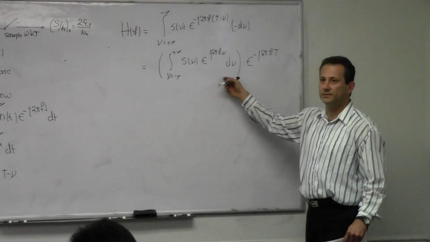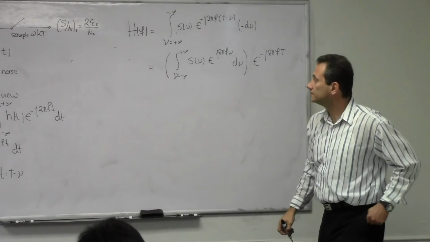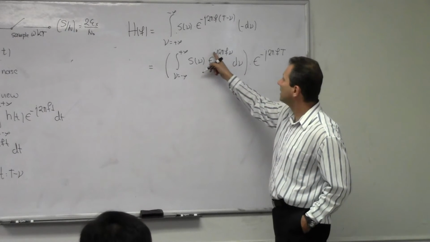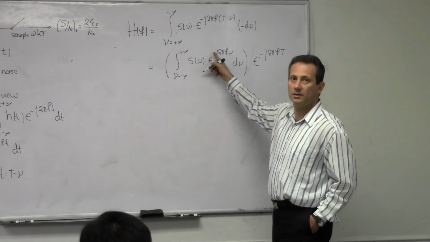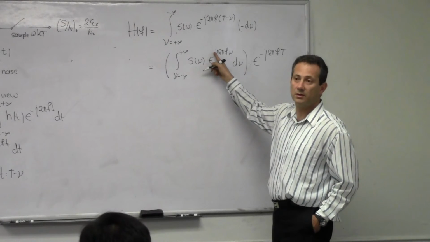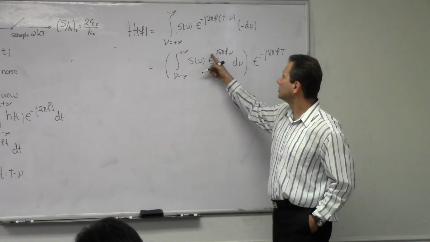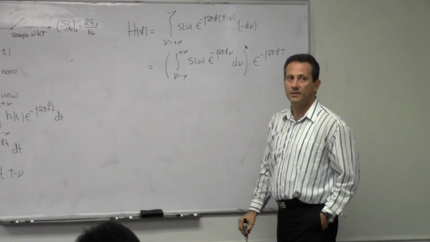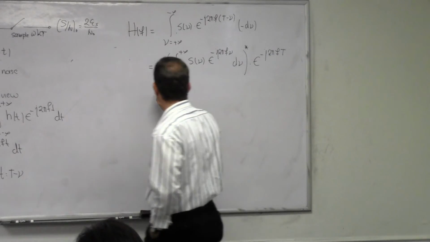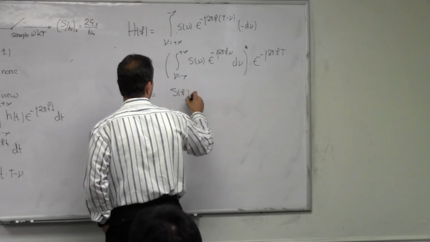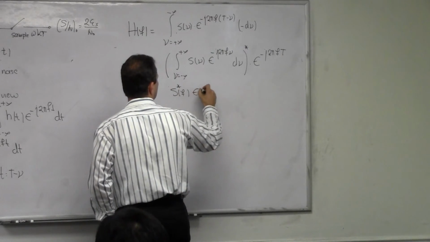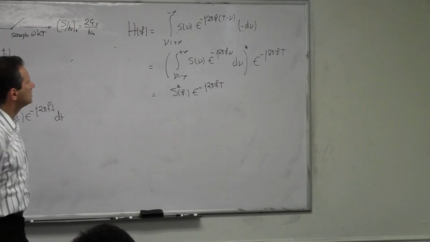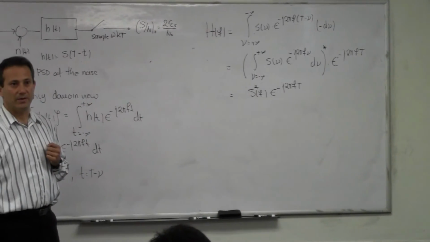What is it that I have here? Now, if I were to put a minus here, what is it? It's a Fourier transform of what? Of s. So because there's no minus, I can put a complex conjugate, right? To flip it back. So this is essentially S of f complex conjugate, times e to the minus j 2 pi f T. So that's the frequency response of my filter.